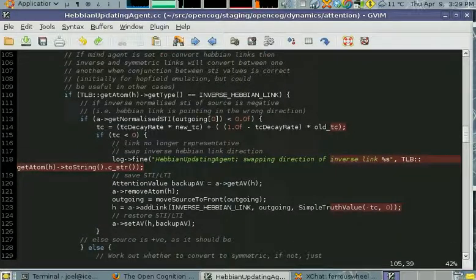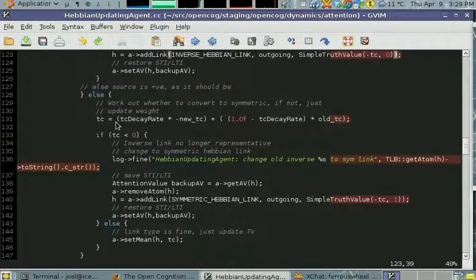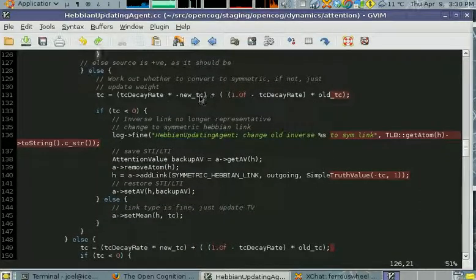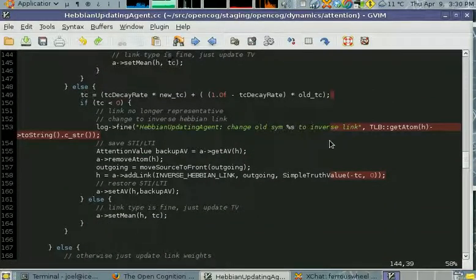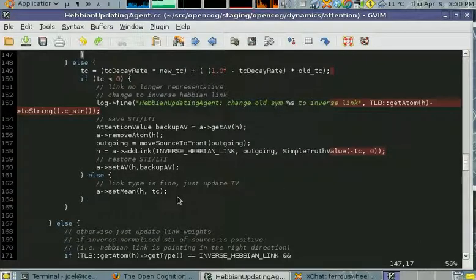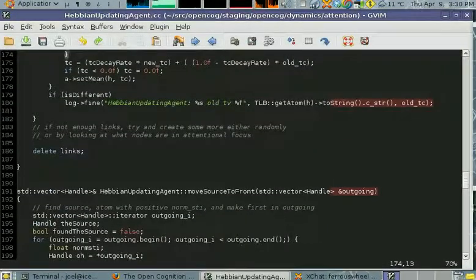So this is just going through the specific cases of how to do the conversions. It's kind of tricky, but it's nothing amazing. See, this is the update rule where we multiply by this decay rate and combine the old and the new. And here, if we're replacing the link, then we have to remove the old one and add a new one. It's still pretty straightforward, and that's pretty much it.